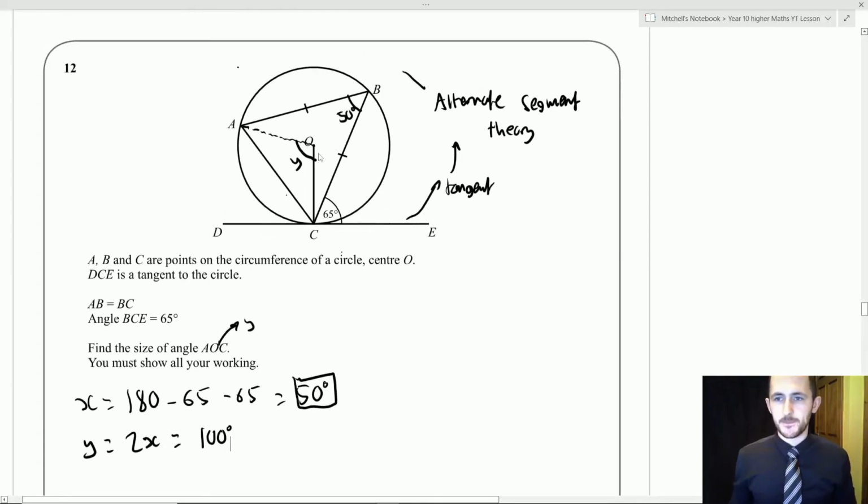Because again, it's two angles that are made from the same points, A and C. One is at the center of the circle, the other one's at the circumference. So one is going to be twice, double the other. Okay? So again, in finding that 50 degrees, we discovered what the actual answer would be. So this would actually be our other two marks.